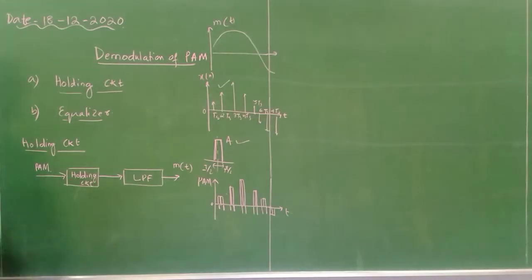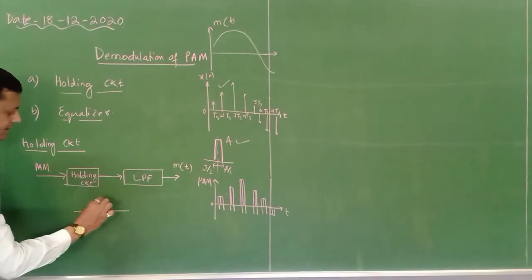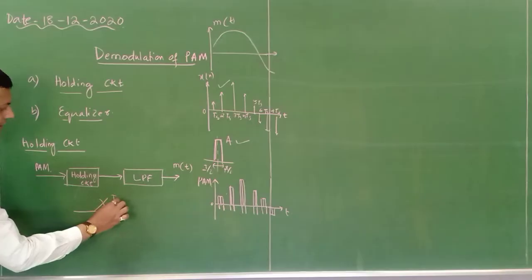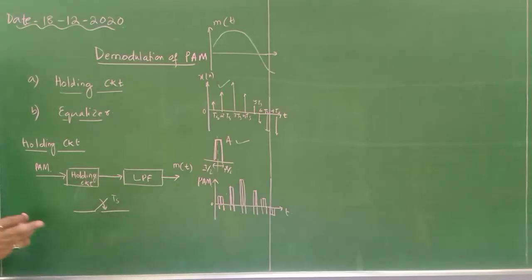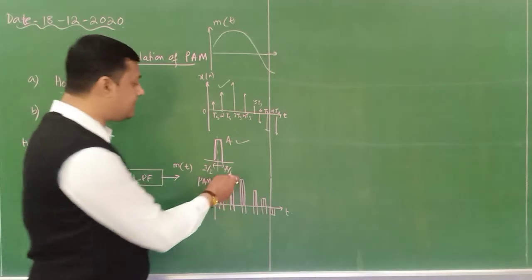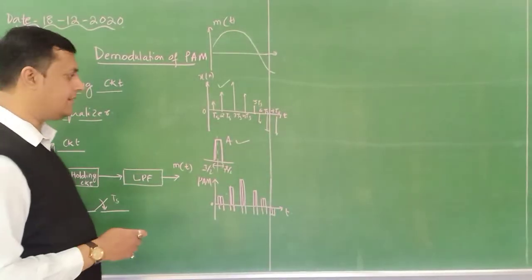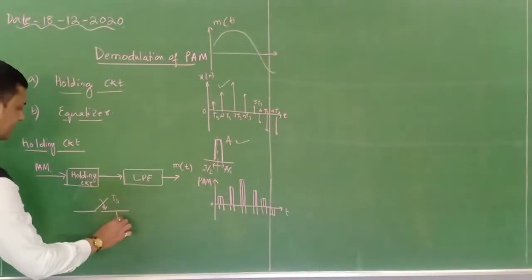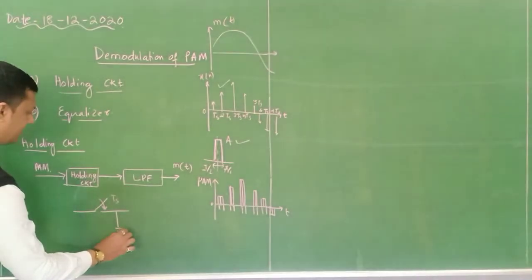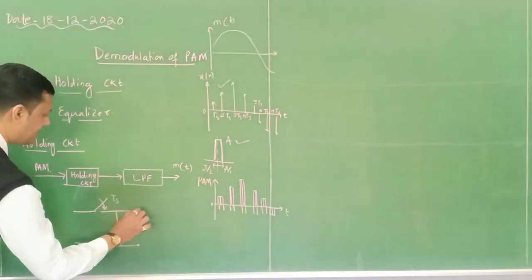Now what is this holding circuit? The holding circuit is nothing but a small switch which is switched on and off at a regular time period of Ts because it needs synchronization. Synchronization of what? Synchronization of the sampling time period in which the samples are generated. We need to synchronize it. So time period Ts, and in parallel a small capacitance C.